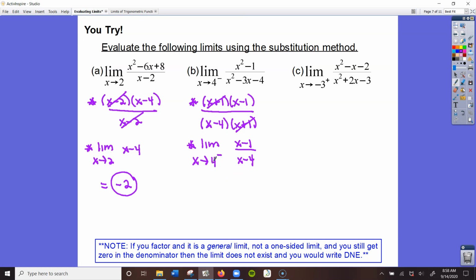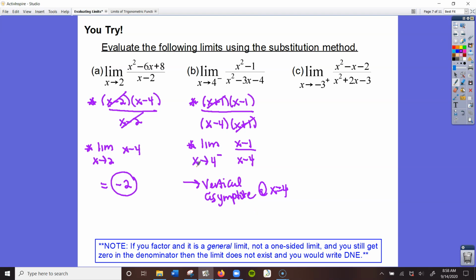If I were to try to plug in the 4, I still get 0 in the denominator. This means that I have a vertical asymptote at x is equal to 4. And what this indicates is that my function is going to approach some kind of infinity.